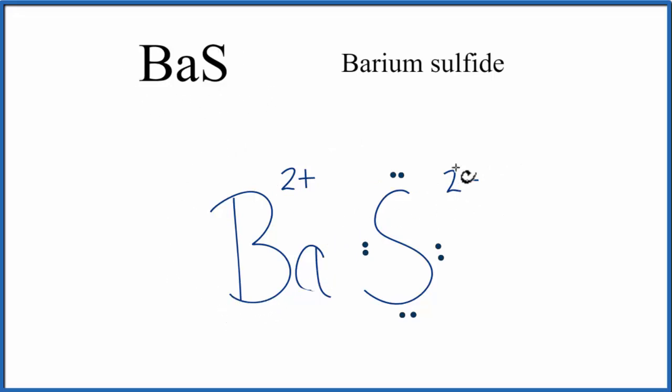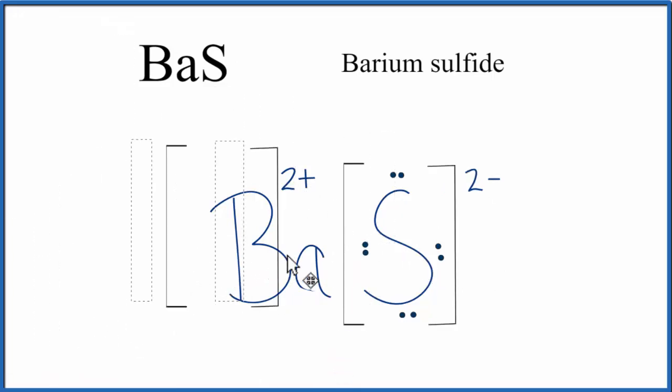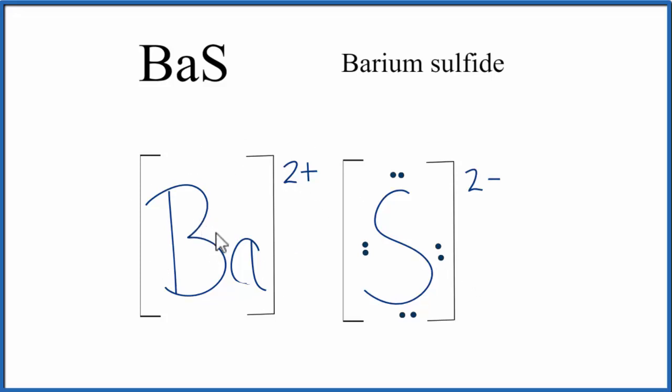We should put brackets around the sulfur, and you'll often see brackets around the positive ion. We put these brackets here to show that those 2 electrons that barium had were transferred to the sulfur. The barium lost those electrons, the sulfur gained them. There's no sharing between the barium and the sulfur because it's an ionic compound.